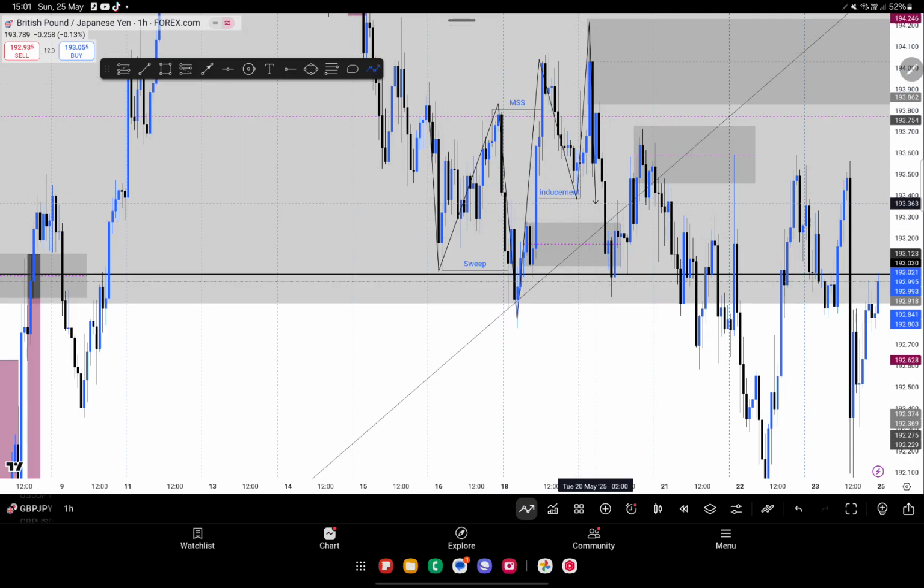This was a very nice setup, and I think the only reason why this trade hit SL is that UJ actually gave us a reason why it was selling.